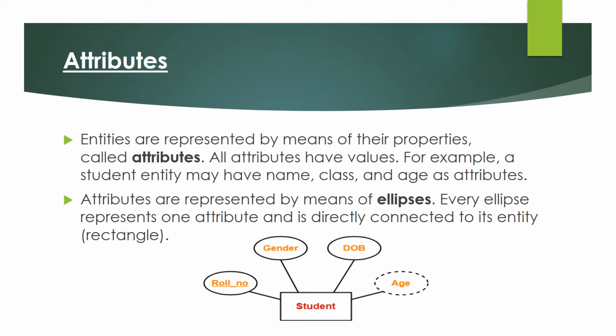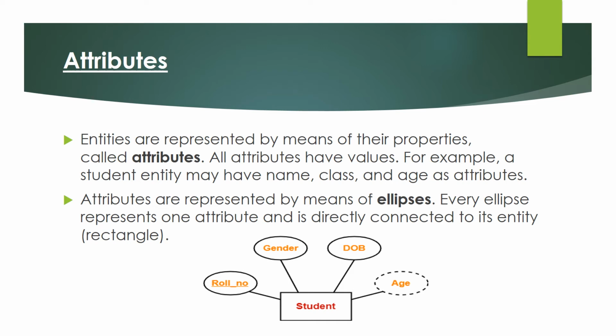So as you can see in this figure also, student is an entity which is represented as a rectangular box. Entity is a real world object, and all these attributes like roll number, gender, date of birth, age, all these are the attributes.